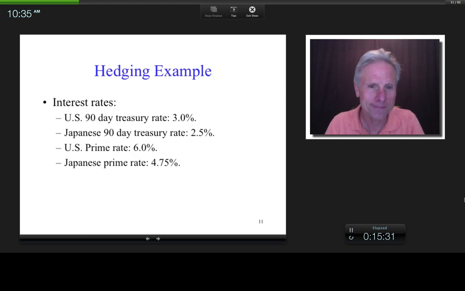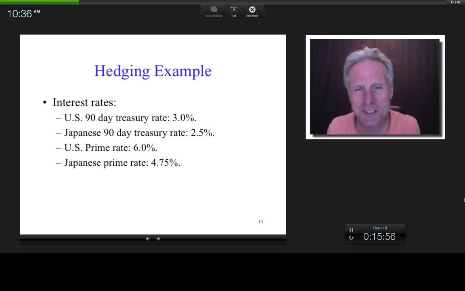Now imagine, here's some interest rates. We'll be working with these as we go through the various alternatives. Imagine the US 90-day T-bill rate is 3%. The Japanese 90-day T-bill rate, 2.5%. The US prime rate, 6%. Japanese prime rate, 4.75%. By the way, what's the difference between a T rate or a treasury rate and a prime rate?